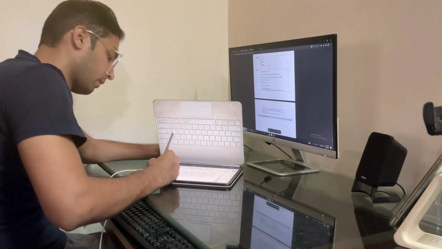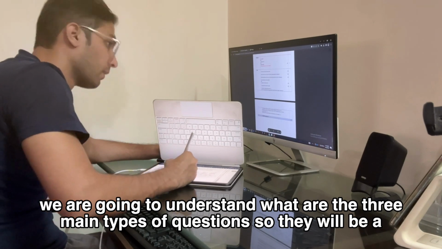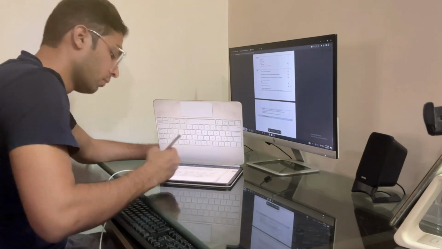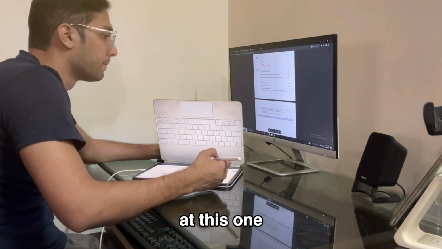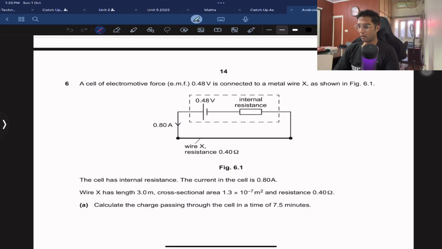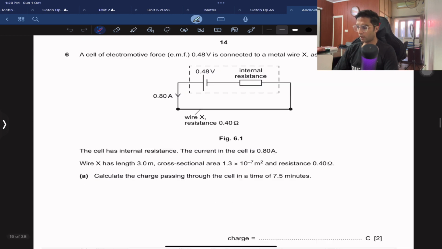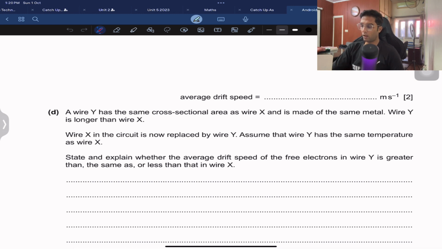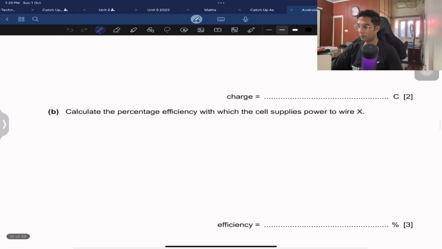So first up, we are going to understand what are the three main types of questions. So there will be a generic question. For example, let's have a look at this one. The first type of question that we're going to look at today is the type which says that you have to tell or compare a difference between two things, and you have to use multiple formulas to make sure that you write the best answer. So let's look at the perspective of this question first.